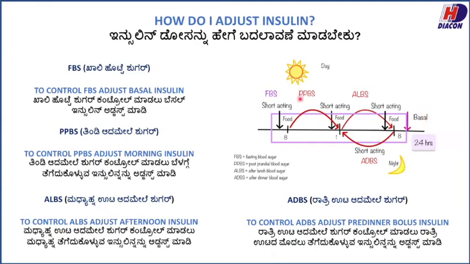If you think of the sugars after food, it is controlled by the insulin that you take just before food. So if you want to control the sugars after breakfast, you adjust morning insulin. To control the sugars after lunch, adjust the afternoon insulin. To control the sugars after dinner, you adjust the pre-dinner dose of short-acting insulin.